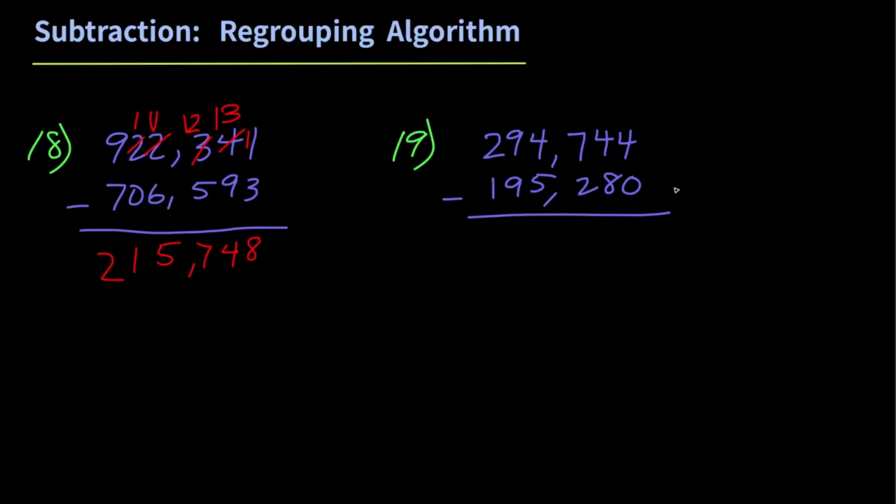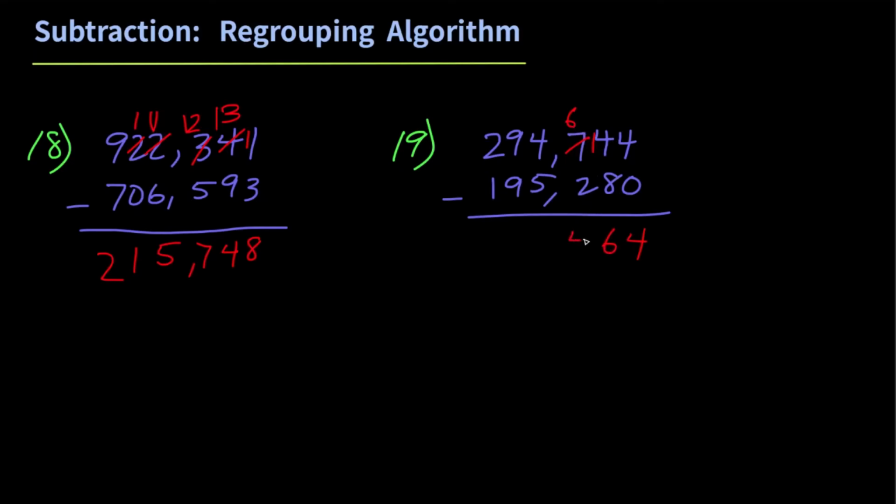Number 19, 294,744 minus 195,280. Starting in the ones, 4 minus 0 is 4. 4 minus 8. 8 is bigger, so I need to borrow some. So I'm borrowing from this 7 and adding 10 here. 14 minus 8 is 6.